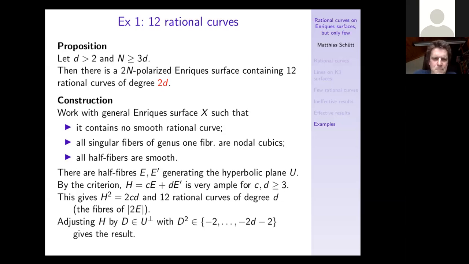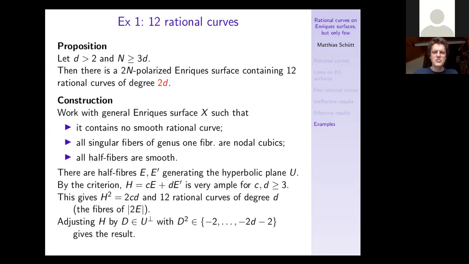And we're done. The problem is, of course, the values of H² are always 0 mod 2d. So in order to get any polarization greater than 3d, we have to adjust this. And this can be done by just picking some vector in U perp. And here for K3s, we had to be more creative. For Enriques surfaces, of course, the Picard group is always the same. So there's always more divisors to play around with, and just adding a divisor with square something between -2 and -2d-2, you can make sure that all polarizations are really attained. So this is in the end quite easy.